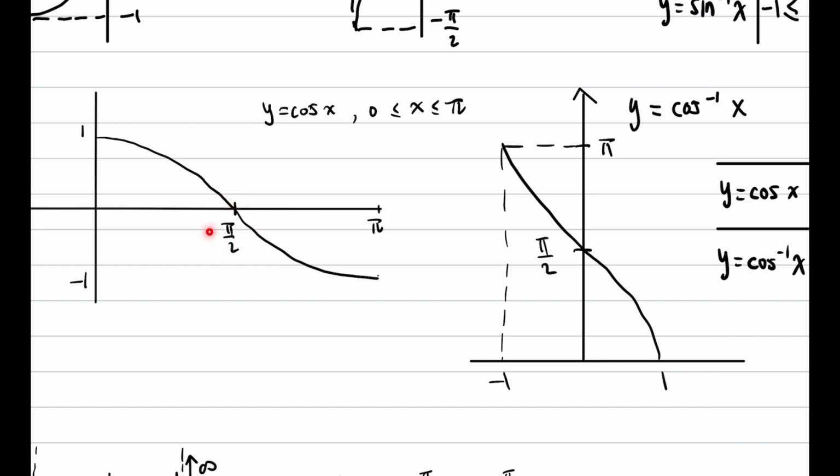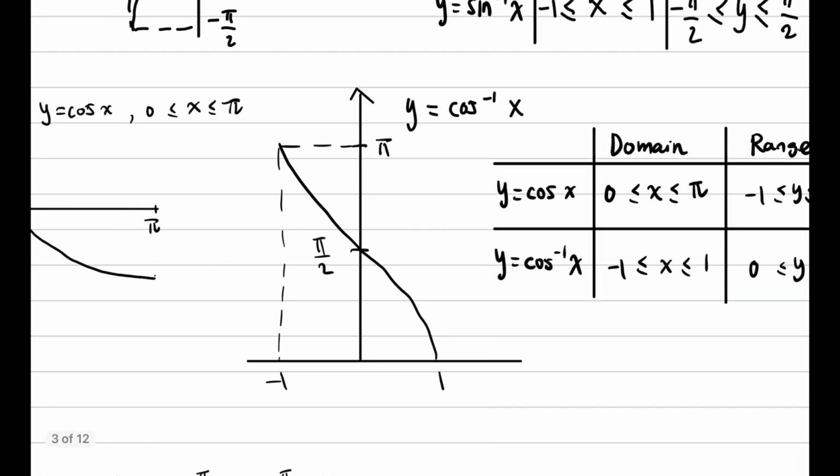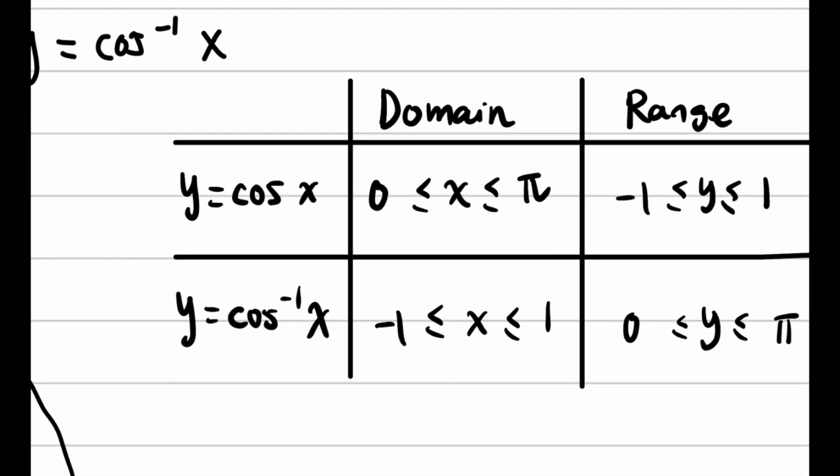(pi over 2, 0) becomes (0, pi over 2). (Minus 1, pi) becomes (pi, minus 1). It's just the reverse, and the shape will be like this. You make a reflection in the line y equals x, and then you can write down the domain and range, same thing as before. For y equals cos x, we limit the domain so that the function is one-to-one. x is in between 0 until pi. The range will be from minus 1 until 1.